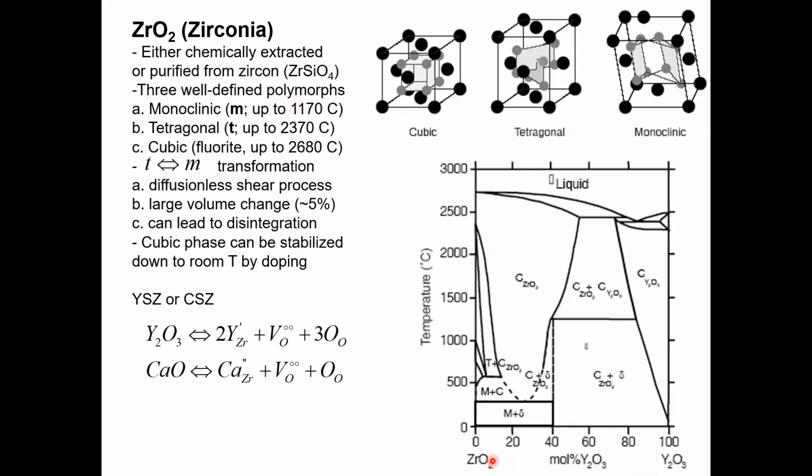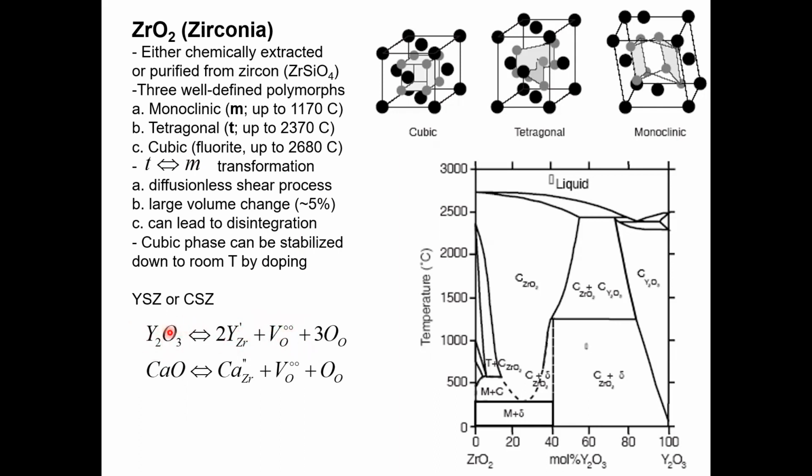And you can see that if you look at the zirconium oxide, yttrium oxide binary phase diagram, that there is a huge solubility limit of yttrium into the cubic zirconium phase. And you can stabilize that cubic phase at low temperature by doping. And if you dope zirconium with yttrium oxide, and this is using Kroger-Vink notation for point defects, you substitute yttrium on the zirconium site, and for 2 of this substitution, you have to create an oxygen vacancy.